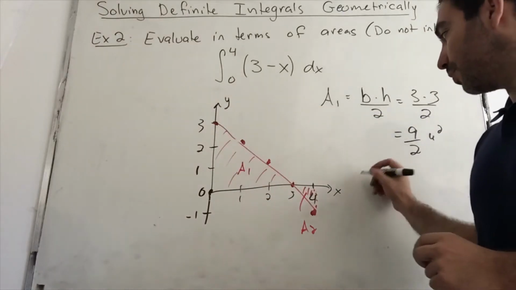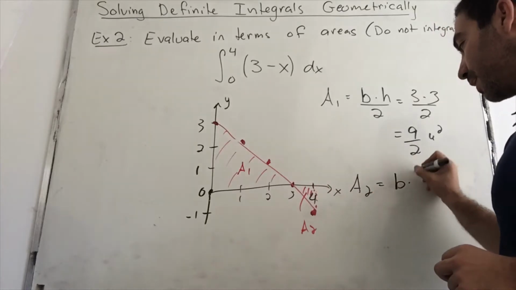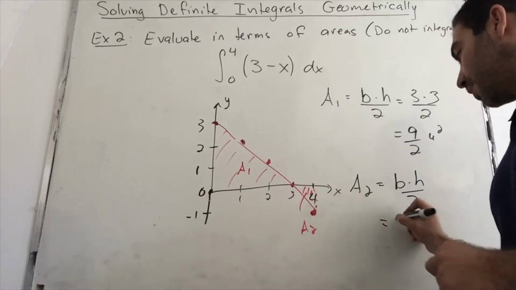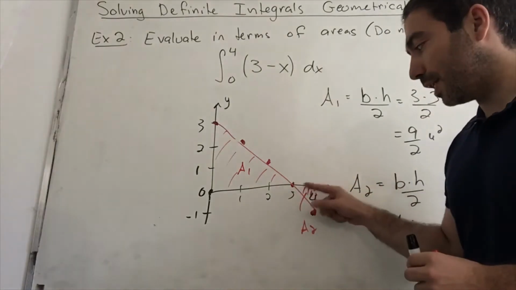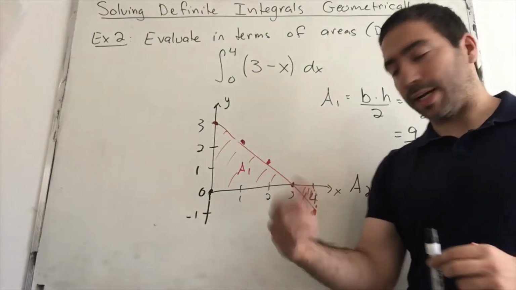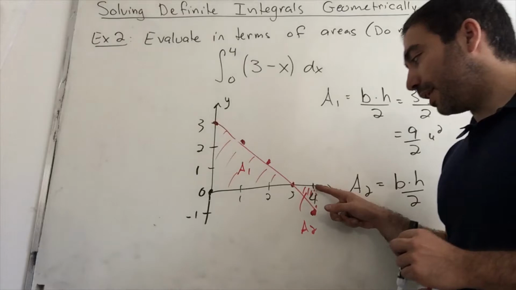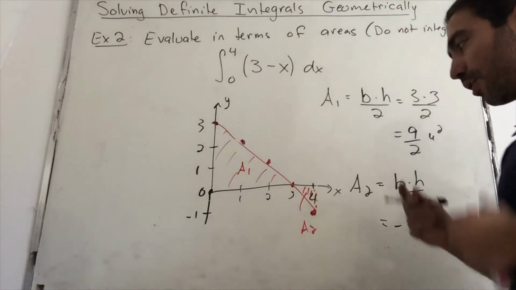Here, if we look at area 2, again, we're dealing with a triangle. So we're doing base times height divided by 2. The base of the triangle is a distance of 1. The height, depends how you think of it. If you know it's in the negative region, you could put a negative sign right away. Like, I know my answer is going to be negative. Or you could think of the height as -1, a height of -1. So it really depends on how you interpret it.